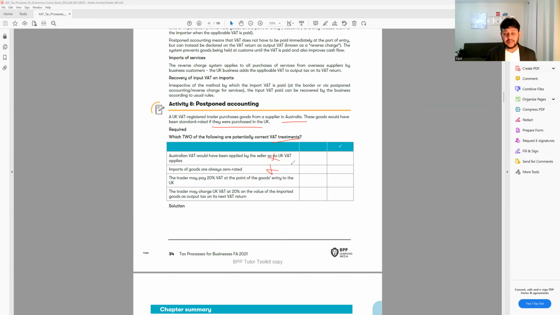When I buy something, I have to pay the VAT to release the goods, but later on I can claim it back. The trader paid 20% VAT at the point goods entered the UK. That's correct. So you have to pay 20% VAT when the product enters the UK. The trader may charge UK VAT 20% on the value of the imported goods as output tax on the next VAT return. Yes, we can do that. So we can claim this VAT back. So actually there is no impact overall.